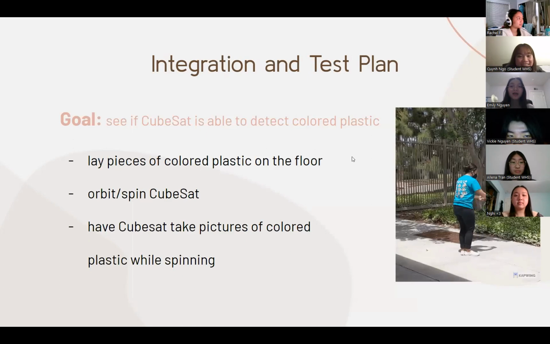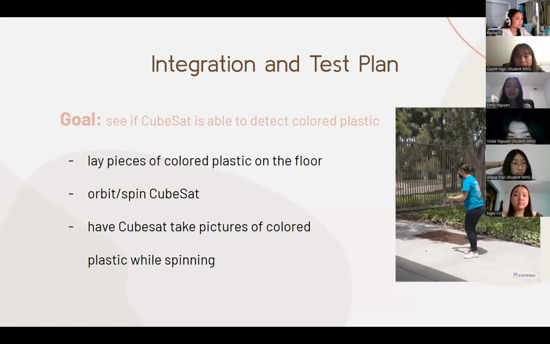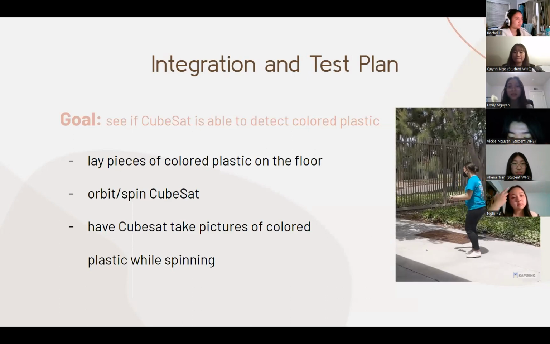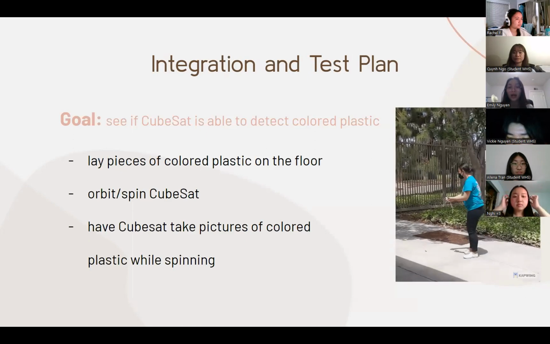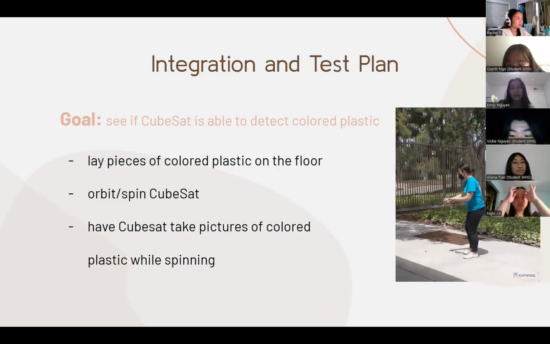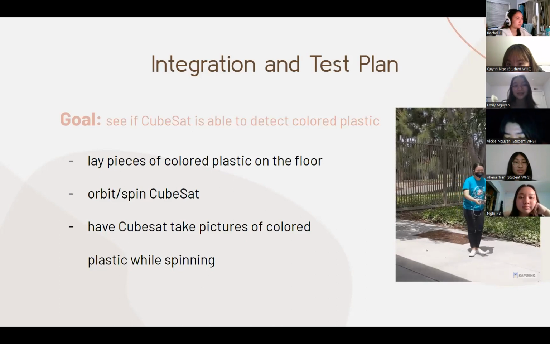So our goal for our CubeSat is to detect colored plastic by taking pictures with our camera and using our OpenCV code to identify the plastic. Our integration and test plan does go off of our concept of operations, but to add more onto it, we obviously cannot send this CubeSat to space, so we're going to lay pieces of colored plastic on the floor and simulate an orbit by spinning around in a circle for about 10 minutes, just as our partner Rachel is doing on the right side of this GIF, with pictures being taken every 5 seconds to see if it is able to detect the colored plastic.